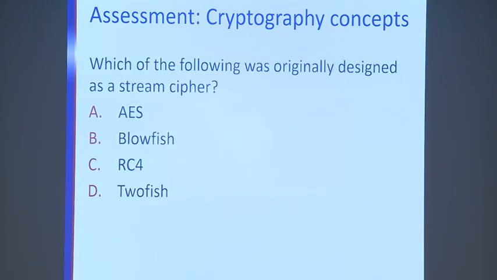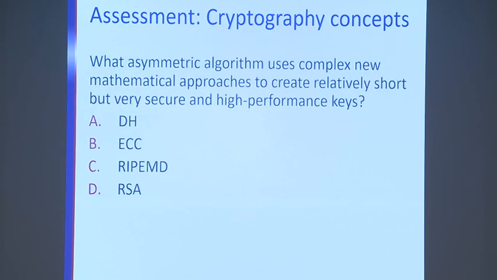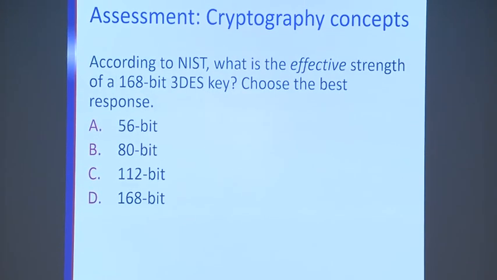Which of the following was originally designed as a stream cipher? It's the old RC4, because that was originally designed for wireless as this bit-by-bit stream cipher. All the others are block ciphers. What asymmetric algorithm uses a complex new mathematical approach to create relatively short but very secure and high performance keys? ECC, elliptic curve cryptography, again used for your phone system. According to NIST, what is the effective strength of a 168-bit Triple DES key? 80-bit, yes.